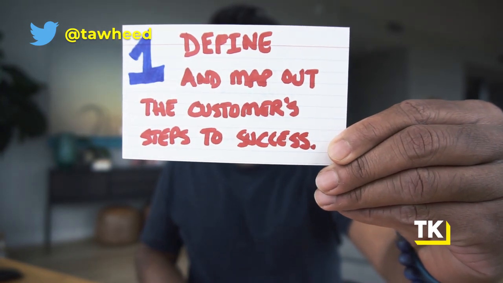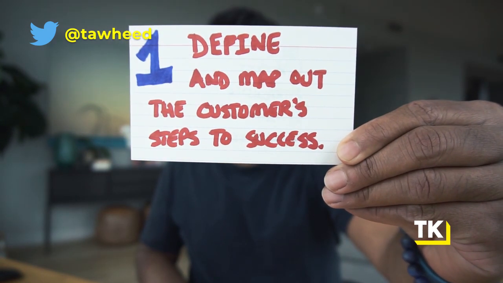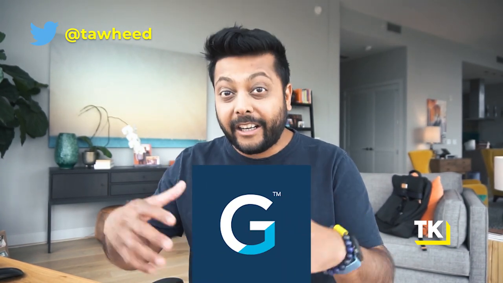Principle number one is to define and map out the customer's steps to success. Now, you might know this, customer success is starting to become more of an understood discipline, especially with the amazing work that Nick Mehta of Gainsight has been doing to build an incredible community around customer success, especially for SaaS. But in the early days, a lot of founders overlooked this.